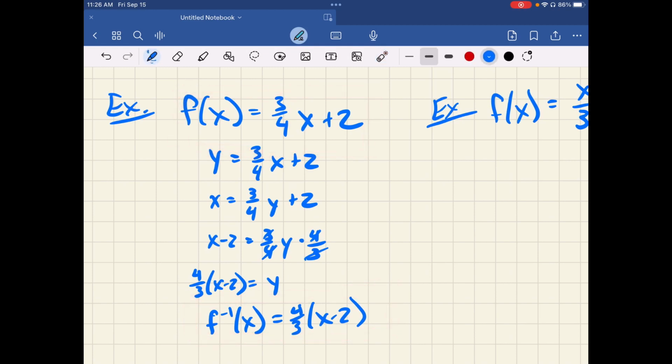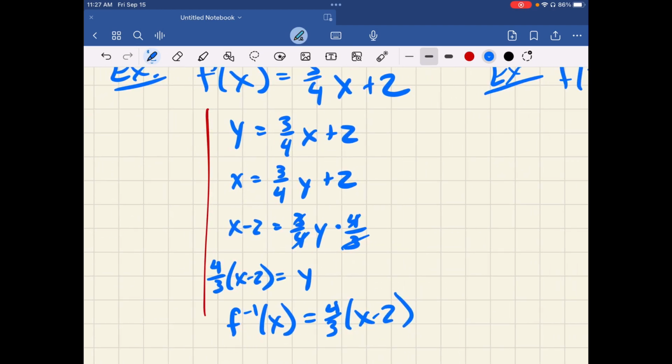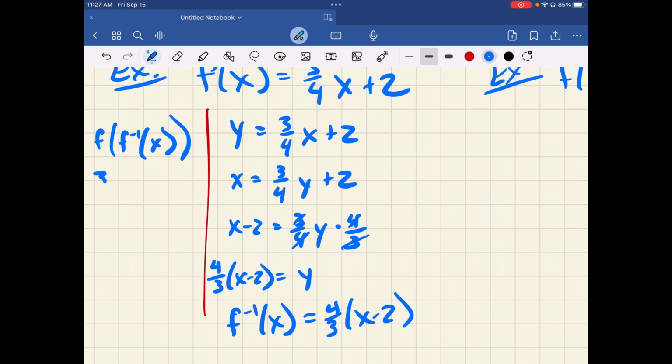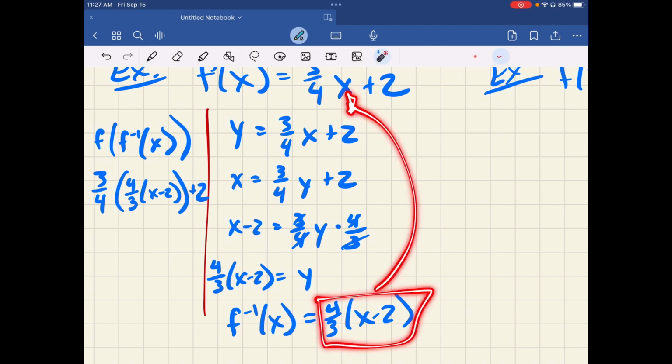Okay, so one more thing I want to show you is how to check your work to make sure you've done it correctly. I should be able to make a composition of functions. So I'm going to take f of f inverse of x. I'm going to take my inverse function and plug it back in right here, and let's show you what's going to happen. So I have 3 over 4, and I'm going to plug in my new function, which is 4 over 3 times x minus 2. And then I have plus 2. Again, all I did is take my inverse function, plug it back in here for the x, and got this right here. Okay?